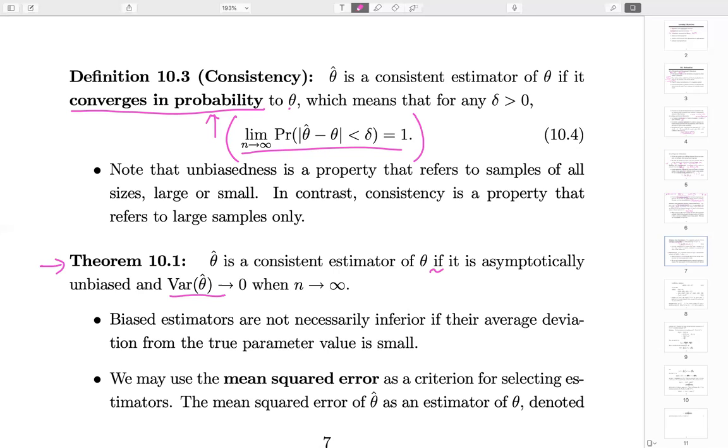So basically, we want this to go to 0 and the variance to go to 0. Okay, so that's what we want. Those are the sufficient conditions for a consistent estimator.